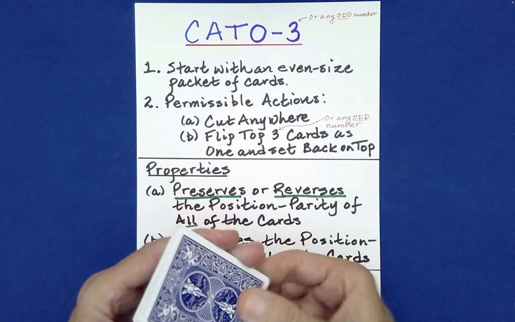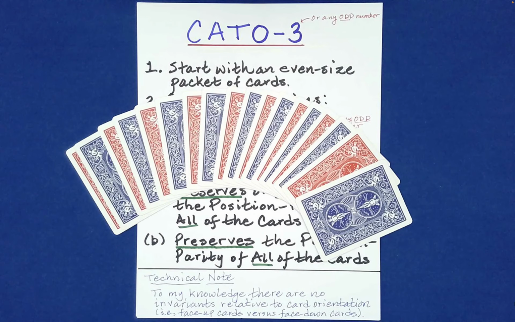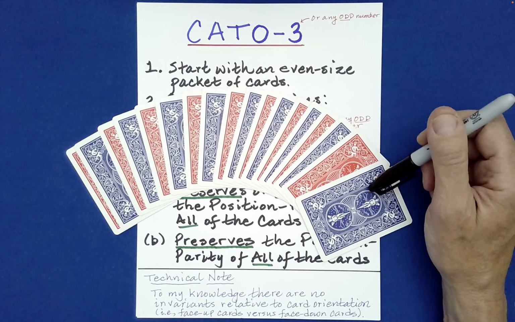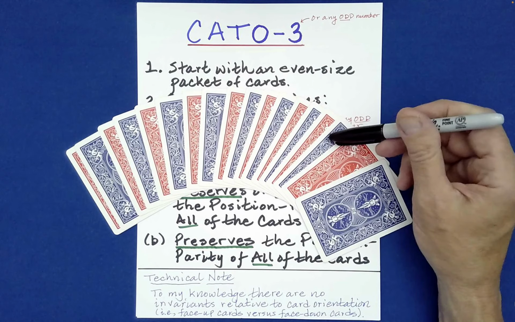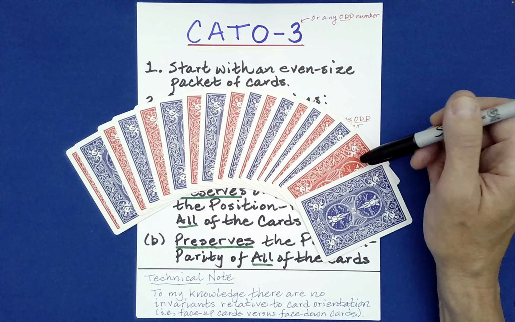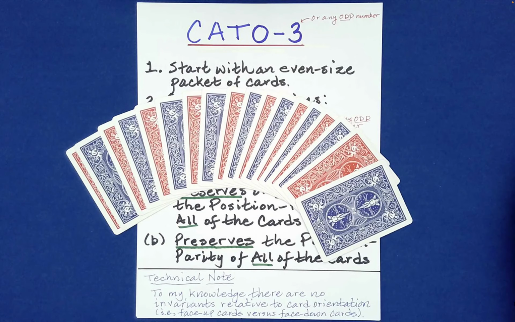Okay, let me just show you that really quickly so you know what we're working with. In particular, the quote black cards are in the odd positions, position 1, 3, 5, and so forth, and the red ones are in even positions, 2, 4, 6, 8. Okay, so keep that in mind.